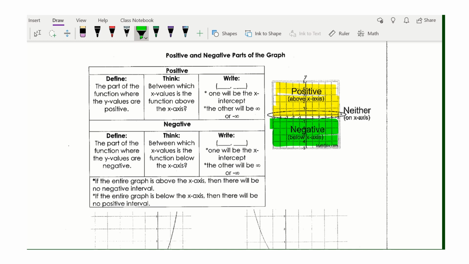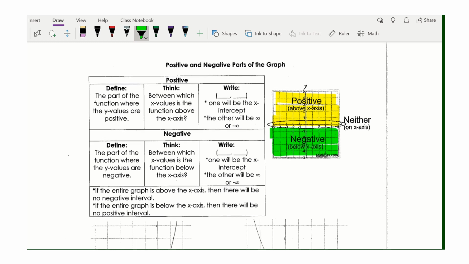So we want to identify which parts of the graph lie above the x-axis in the positive area and which ones lie below, and the dividing point is the point where the graph crosses the x-axis. We'll write these using interval notation. Sometimes the entire graph will be completely above or below, and then you'll write none if there's no negative interval or if there's no negative or positive, excuse me.